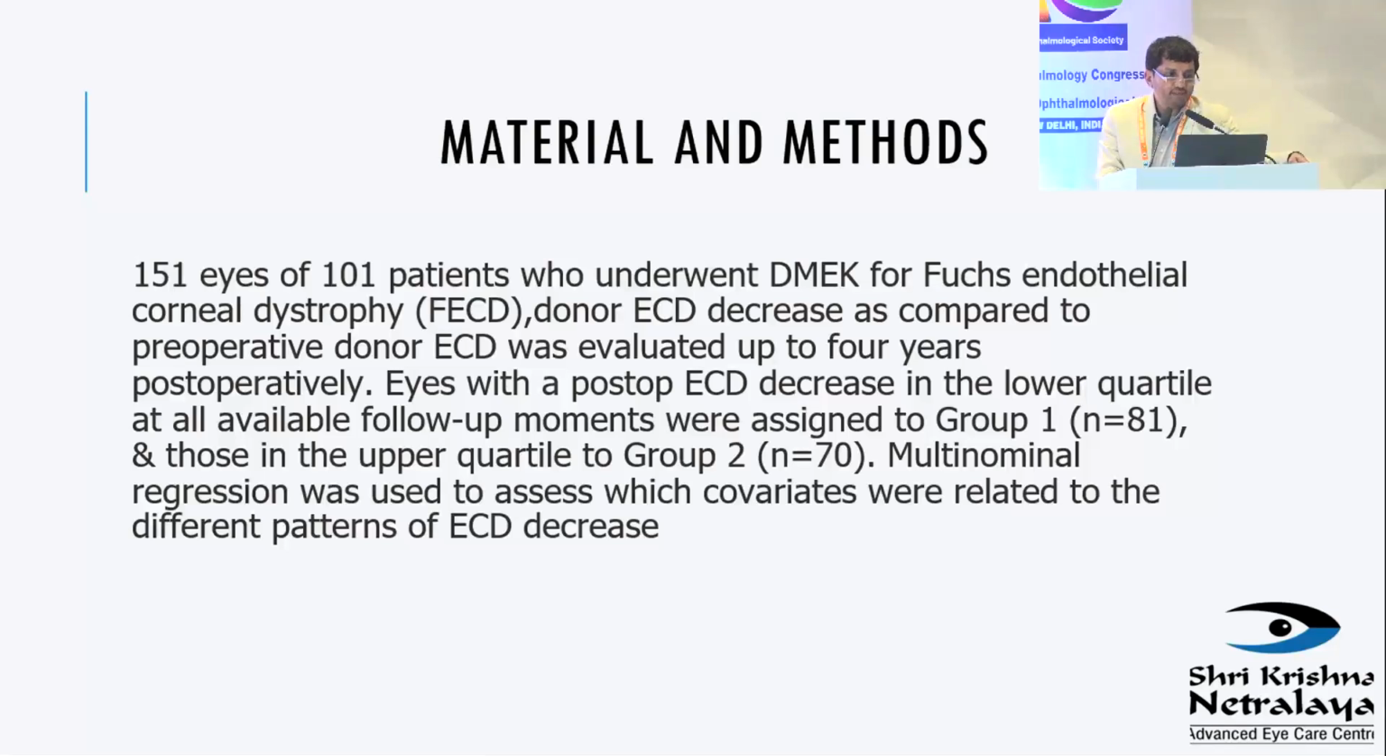So how did this study go about? It's a retrospective study, and 151 eyes of 101 patients who underwent a DMEK for Fuchs endothelial dystrophy, and who had a donor endothelial cell density decrease as compared to the pre-operative endothelial cell counts, were evaluated over a period of 4 years. Eyes with a post-operative endothelial cell density decrease in the lower quartile group at all available follow-up moments were assigned to group 1 and those in the upper quartile to group 2. A multinomial regression was used to assess which covariates were related to the different patterns of ECD loss or ECD decrease.